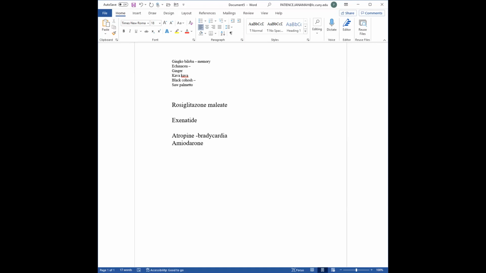You give amiodarone. Then the function or the action is supposed to slow the heart rate. Amiodarone is supposed to slow down the heart rate. So if the heart rate keeps going up higher, it will cause it to slow down. Remember, atropine will cause it to go up higher. Then let's talk about cardizem, diltiazem.